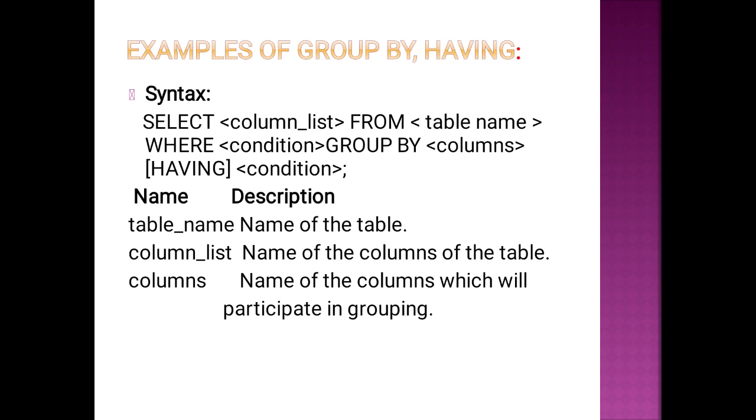Now, this is the syntax for the group by and having clauses. If I have to use where, group by and having, all three clauses in the same query, this must be the order: select column list from table name, where condition, group by columns, having condition. The table name means the name of the table. Column list means the names of the columns of the table. Columns are the names of the columns which will participate in grouping.